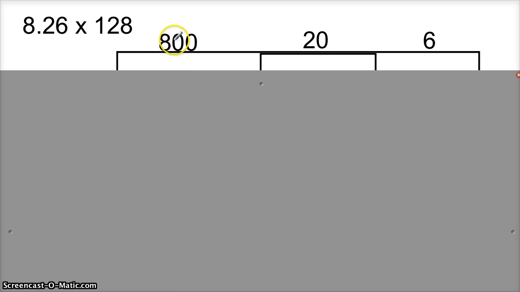All right, so the first way I'm going to do is an area model, and I'm looking at each of these digits and breaking it up. So I have 800, 20, and 6, and these are all hundredths. Oh, that doesn't look like the word hundredths, but trust me, it is. Whoa. Okay, and then I'm breaking up 128.